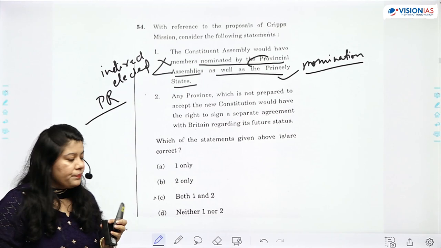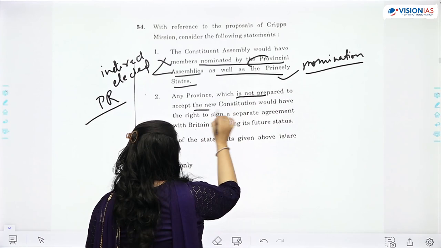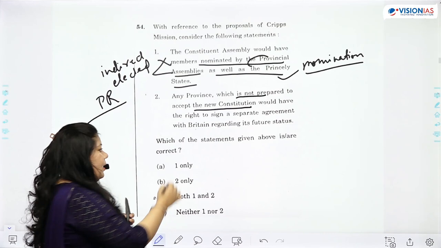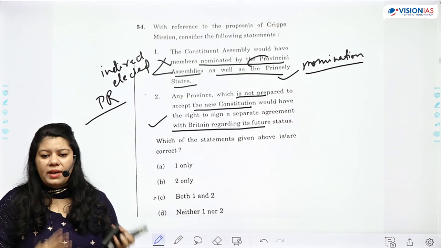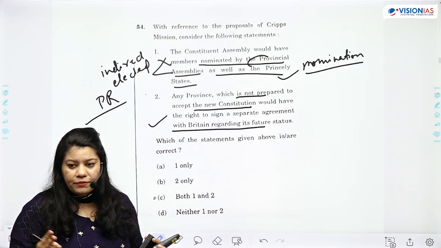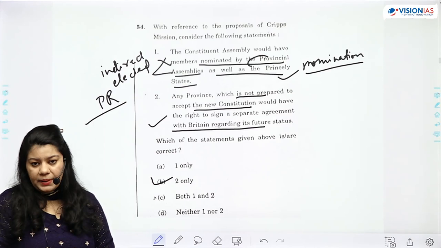Coming to the second statement, any province which is not prepared to accept the new constitution would have the right to sign a separate agreement with Britain regarding its future status. This is correct. Now coming to this question, you can find this in your Spectrum, or in any standard source which you are referring to. So according to me, this question is easy and the answer is B, 2 only, right?